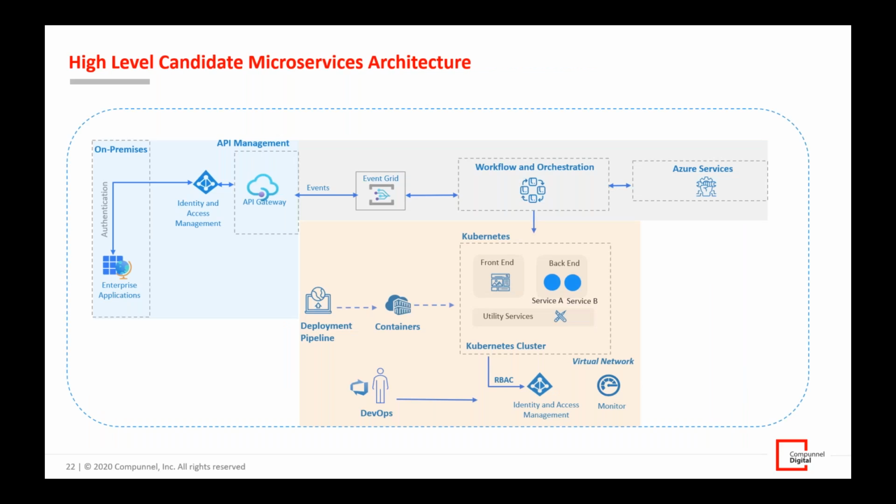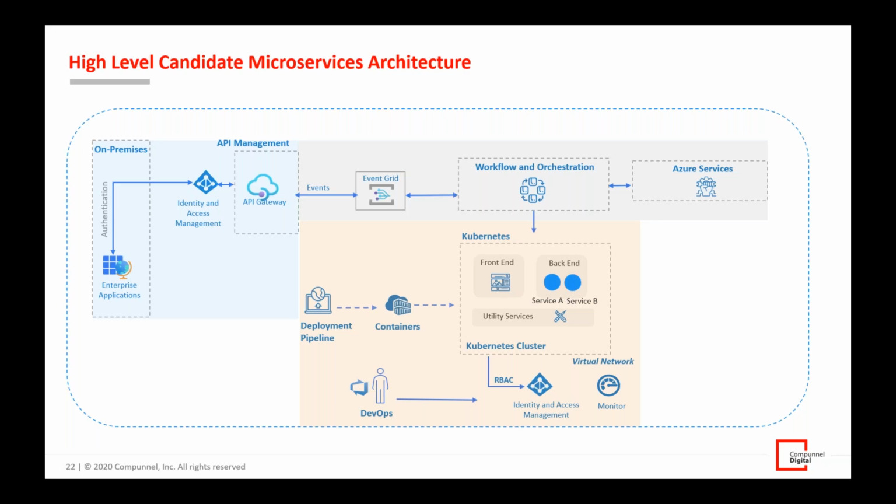This is a high level candidate architecture of microservices. Again, we will talk further about how that has been done. So for example, you have an on-premises application, which is sitting here. You have an API gateway, which is one of the areas of microservices. Any of the microservices has to be exposed as an API, which has to be deployed on an API gateway.